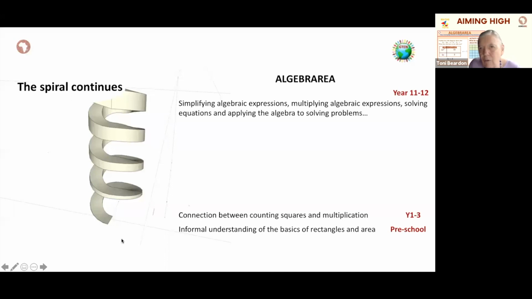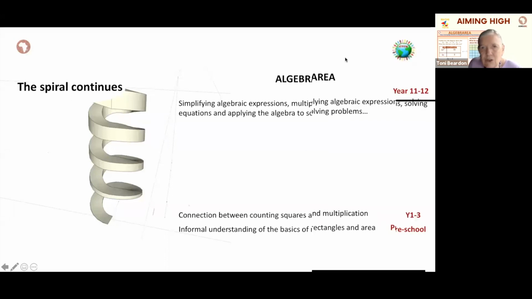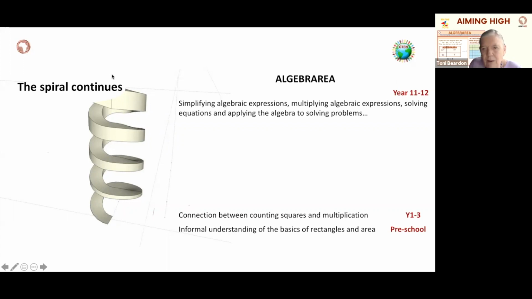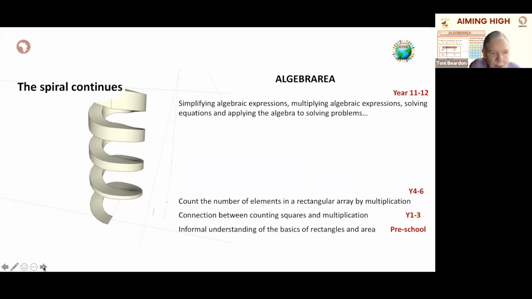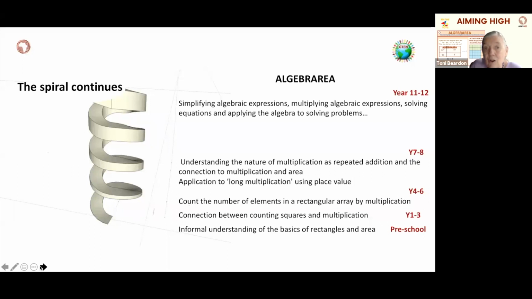They start off with just this basic idea about shape, and then a connection between counting squares and multiplication. And then as they go on year by year, and as their teachers introduce them again to a little bit more maths, they will begin to understand the nature of multiplication as addition. It's adding the number in each row again and again. But the most efficient way is to do it by actually multiplying, and the application of long multiplication, as we've just seen, using place value.